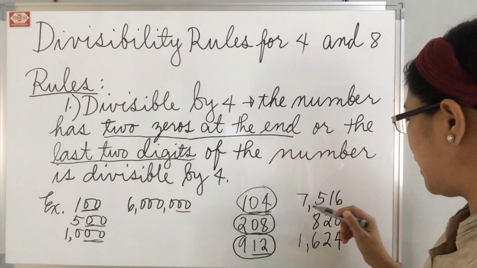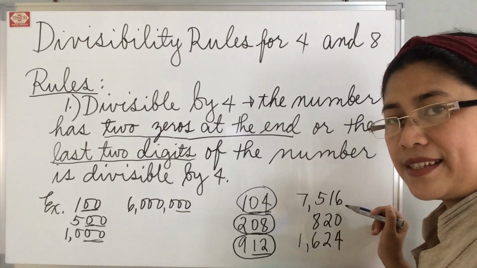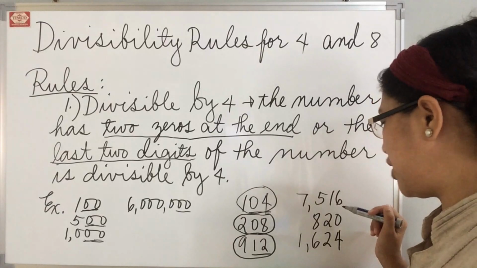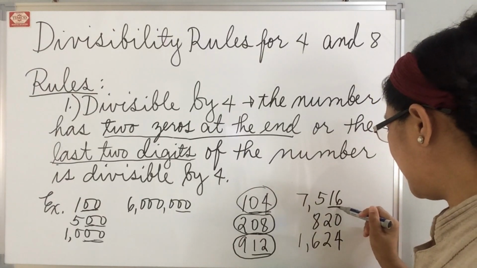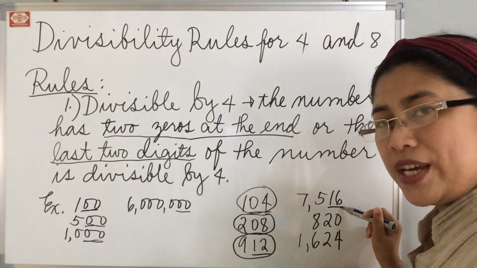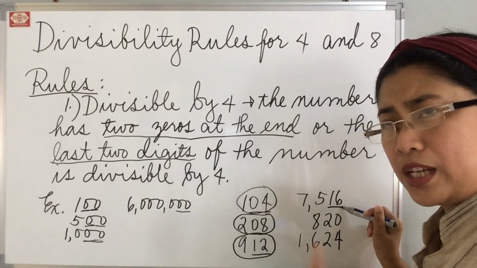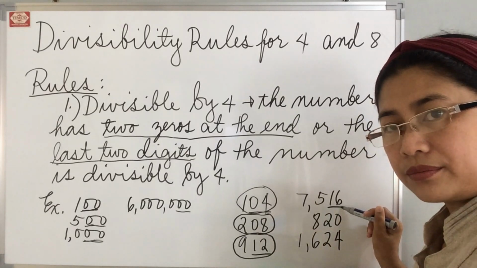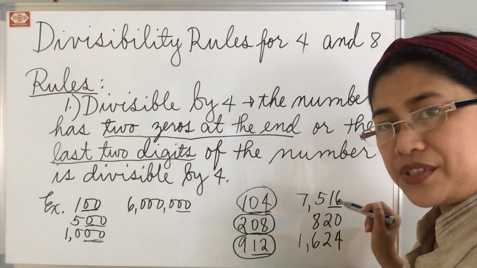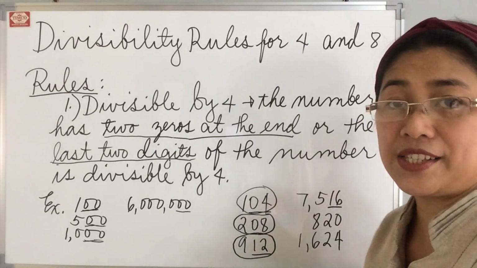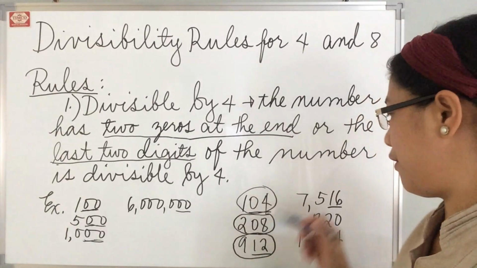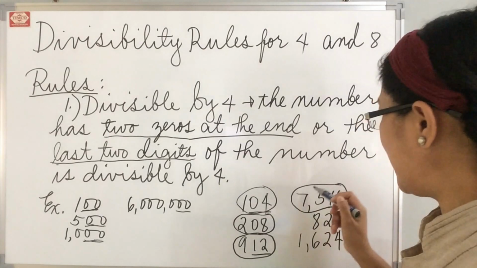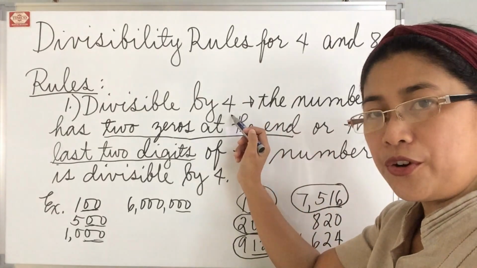We have 7,516. So what are we going to do? Look at the last 2 digits. We have 1 and 6. So always ask, can we divide the last 2 digits by 4? So we have 16 here. So 16 divided by 4 is equal to 4. So therefore, 7,516 is divisible by 4.